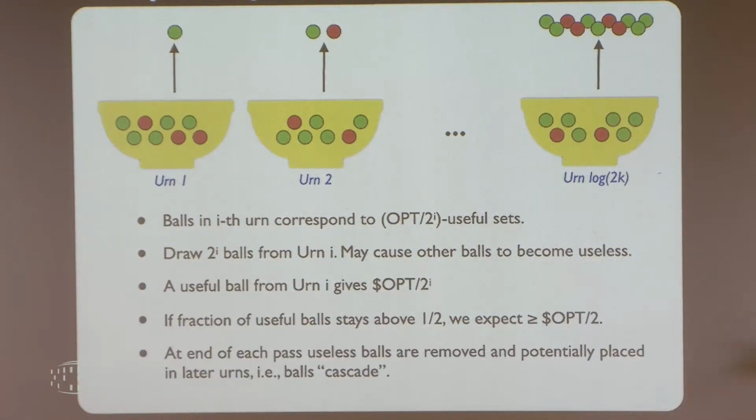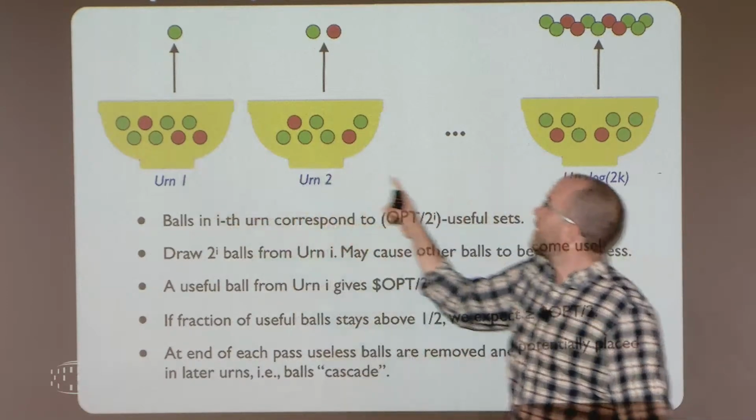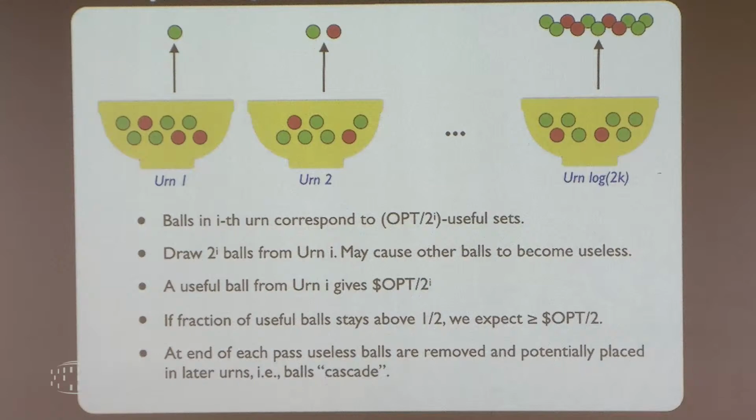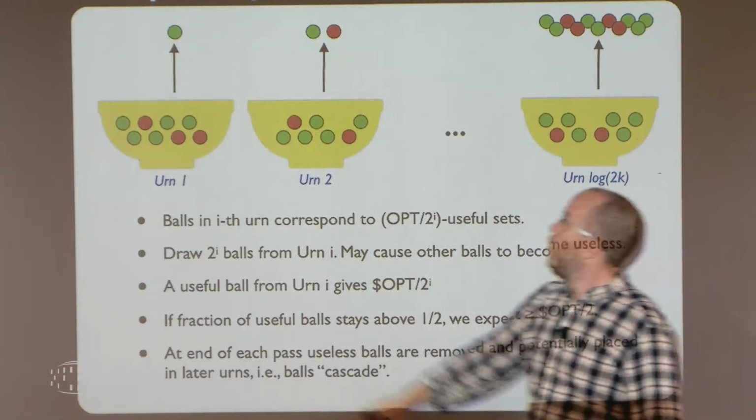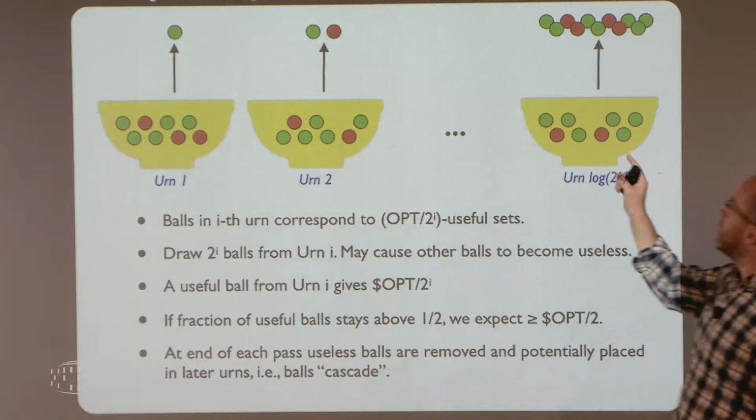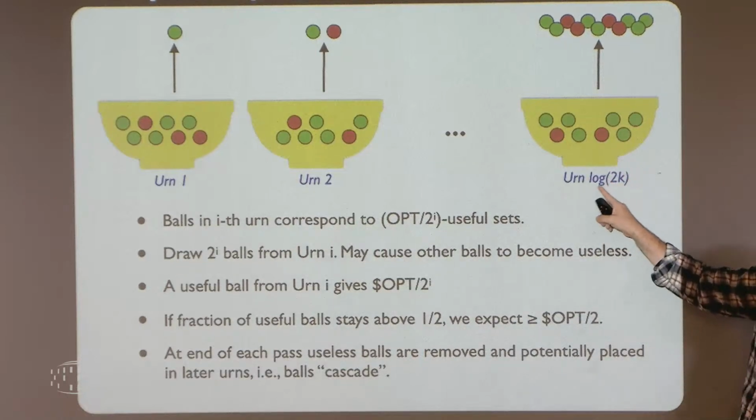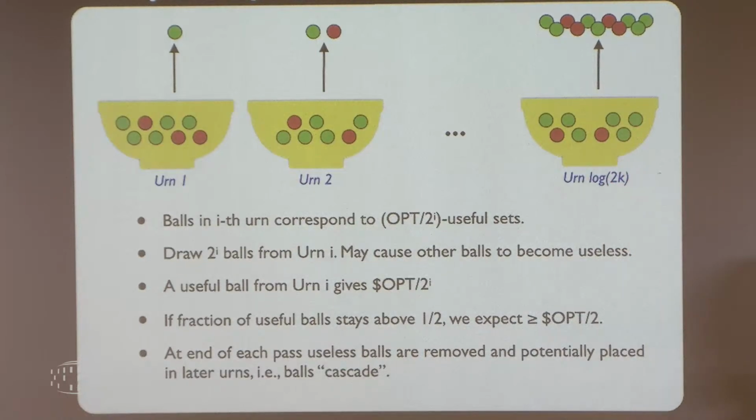Let me just say one thing about this slide. To analyze this process when you've got these multiple urns in parallel, we have what we call a cascading urn process. We have urns with balls that correspond to useful sets with different thresholds. We're drawing 1 ball from the first, 2 balls from the next, all the way down to 2 to the power of this value from the last one.